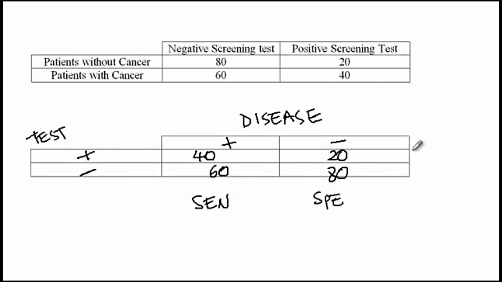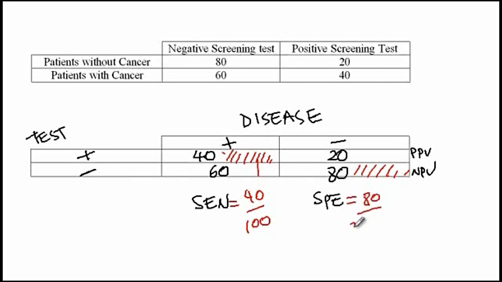sensitivity, specificity, positive predictive value, and negative predictive value. And if you recall, the true values always will be placed in the numerator, which would be this box and this box. So for sensitivity, it's the first column that we are using. It equals 40 divided by 40 plus 60, which is 100. For specificity, it equals 80 divided by 80 plus 20.